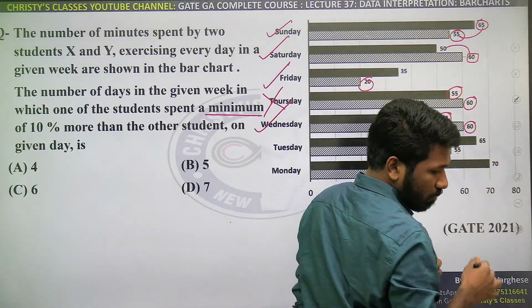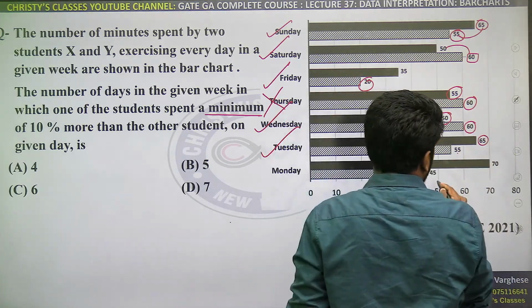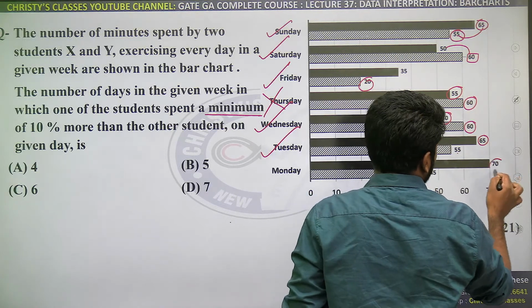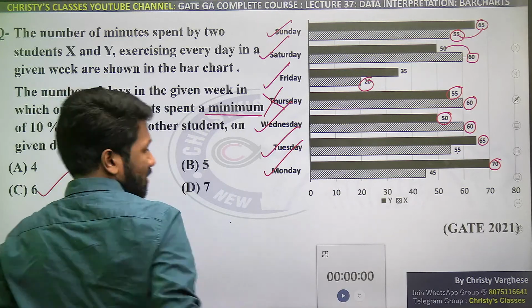55, 10% is 5.5. Added, 65 is more than that. 45, 10% is 4.5. Added, 70 is more than that. So except Thursday, all other days are okay. So 6 is the answer. Super easy, na?